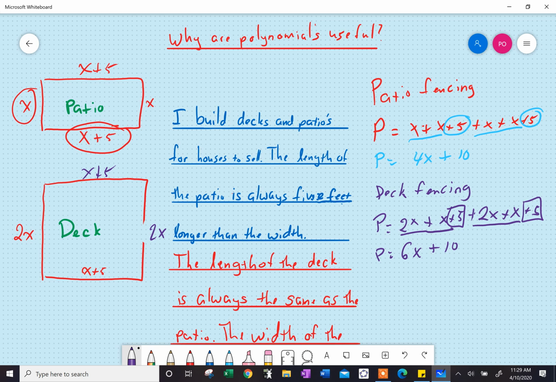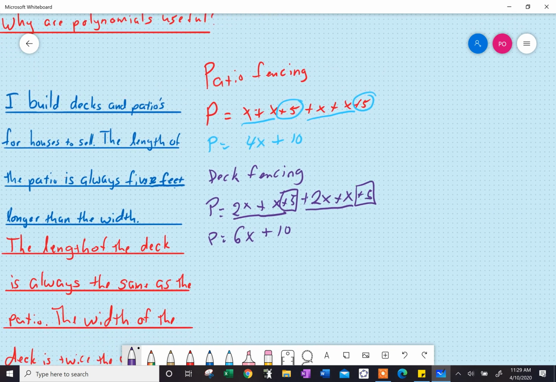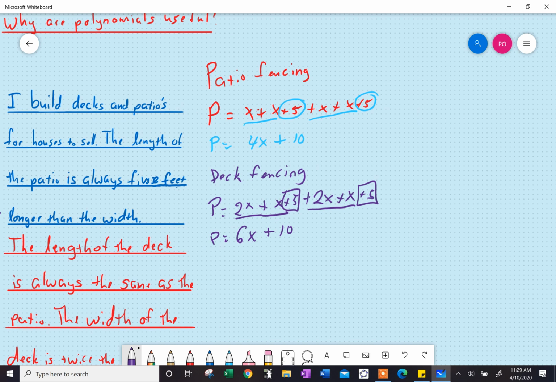Which means, let's say I have a customer, and all of a sudden my customer says, oh, my patio is 20 feet long. Well, I want the patio to be 20 feet. So I would say x equals 20 feet. Which means the amount of wood I would need for my patio would be 4x plus 10. It would be 4 times 20 plus 10, which would be 80 plus 10. I would need 90 feet of fencing for the patio.